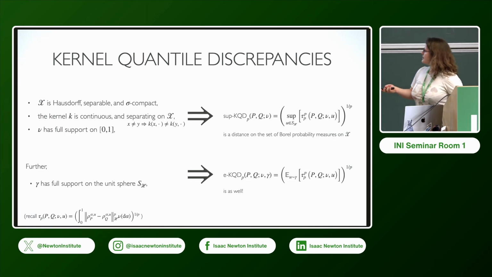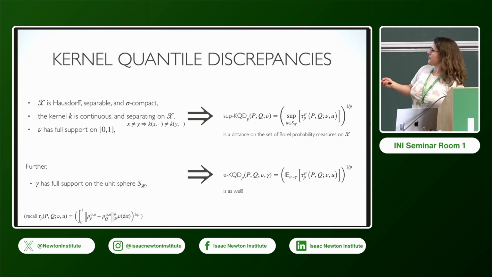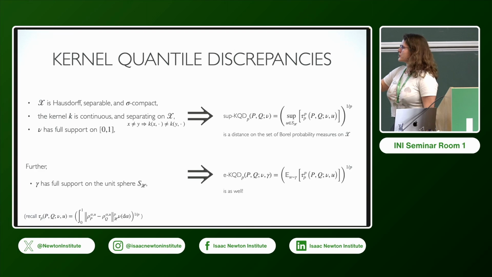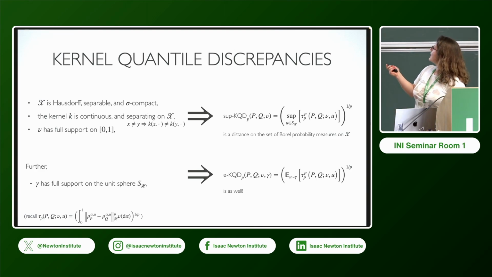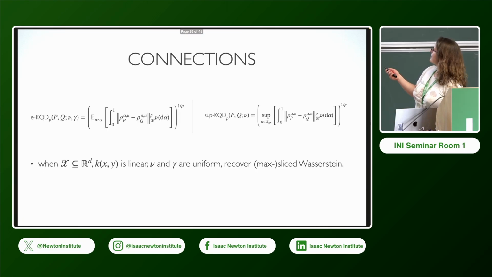And very similarly for the expected version of the distance, if gamma, the measure over the unit sphere, has full support in the unit sphere, same logic, we shouldn't be dropping any directions, then EKQD is also a distance. And this is a direct consequence of quantile characteristicness. Really nothing special going on here.